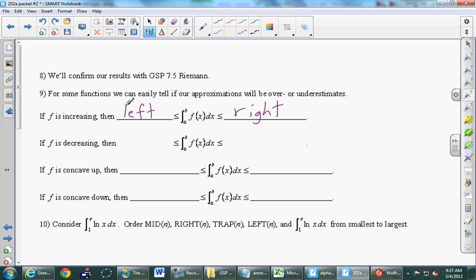If f is decreasing, we're just going to swap them. So draw a quick picture either by hand or in your mind. Convince yourself if f is decreasing, I just swap. But right-hand estimates are always under.